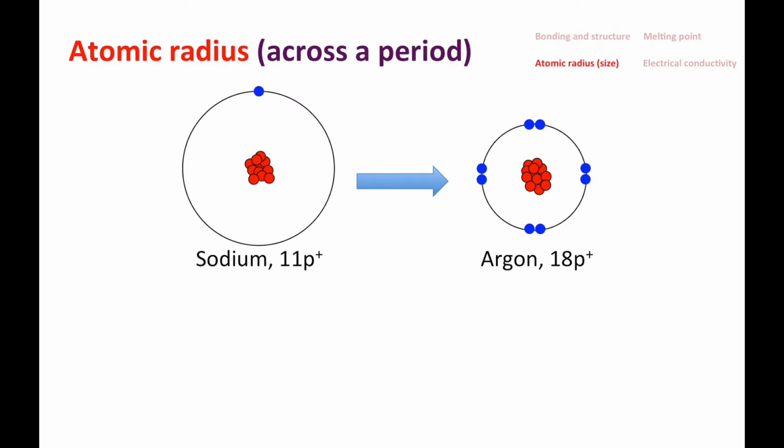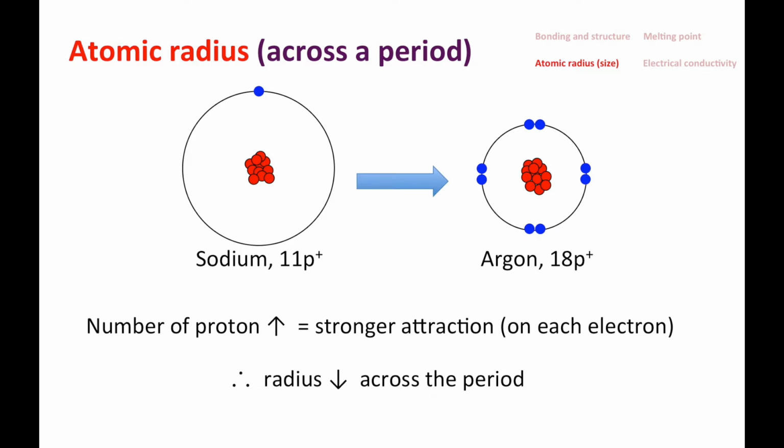For sodium, each outermost shell electron is attracted by 11 protons, while for argon, each outermost shell electron is attracted by 18 protons. So, with our previous page, we can conclude that argon experiences larger attraction from the nucleus on the outermost shell electrons because it has more protons. So the radius will decrease across the period.